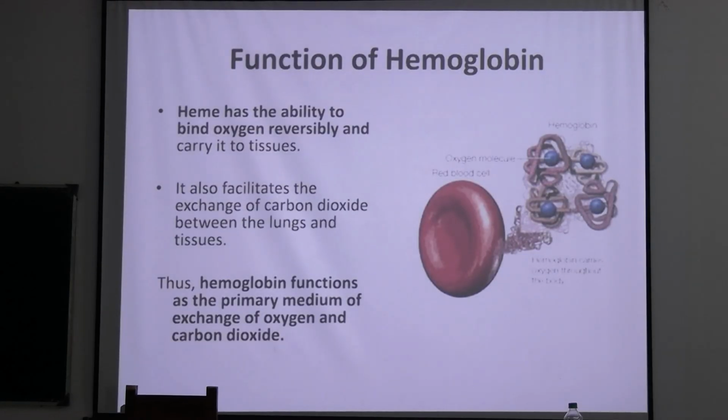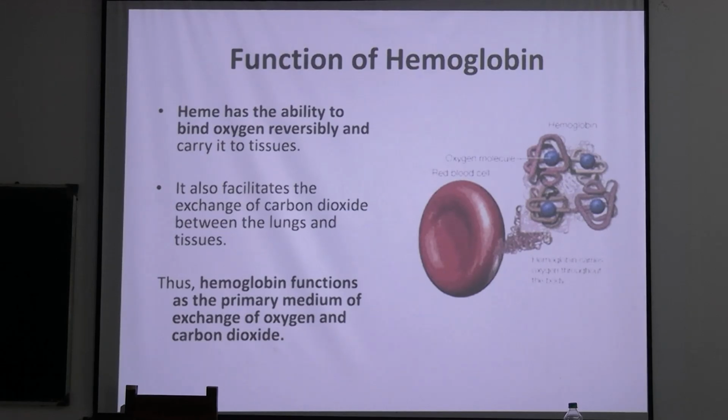What is the function of hemoglobin? This hemoglobin is present in the RBC and these are the 4 heme moieties and these are the alpha chains and beta chains. So, what happens? Heme has the ability to bind oxygen reversibly and carry it to tissue. It also facilitates the exchange of carbon dioxide between the lungs and the tissues. Thus, hemoglobin functions as the primary medium of exchange of oxygen and carbon dioxide. So, hemoglobin does both the things.